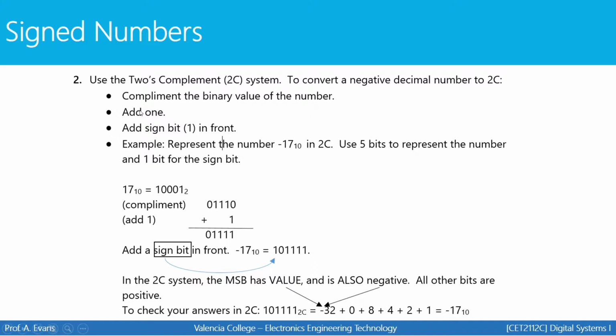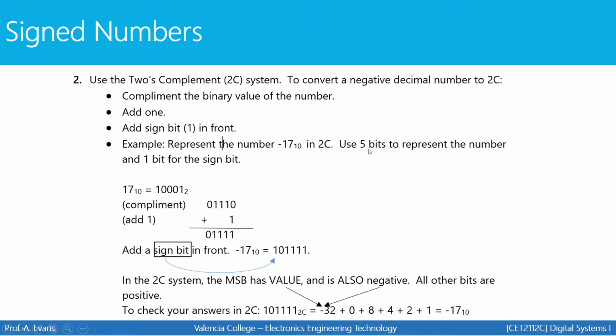Then you're going to add 1 to that number you've complemented. And by adding 1, I literally mean you're going to use the addition process we discussed earlier to add 1 to that number. And then you'll add a sign bit of a 1 in front. So let's go through an example where we're going to represent the number -17 in the 2's complement system.